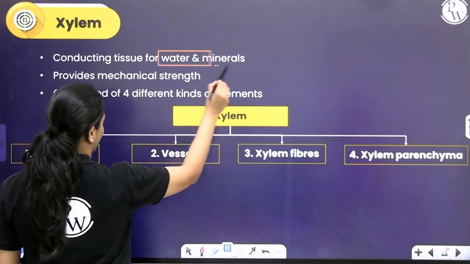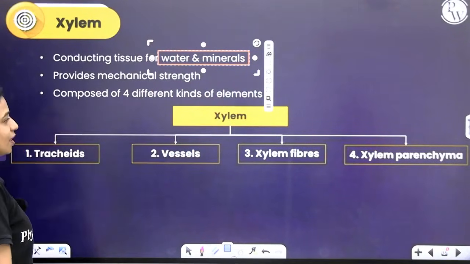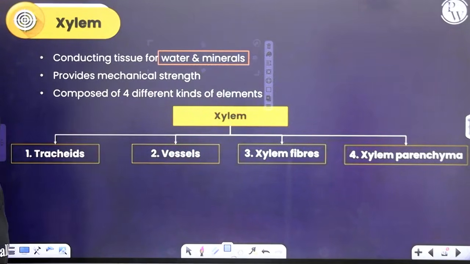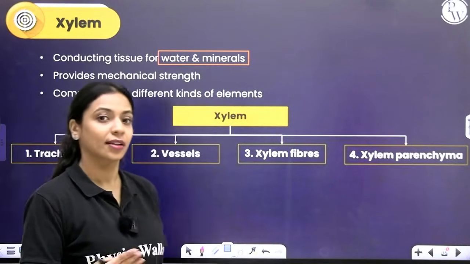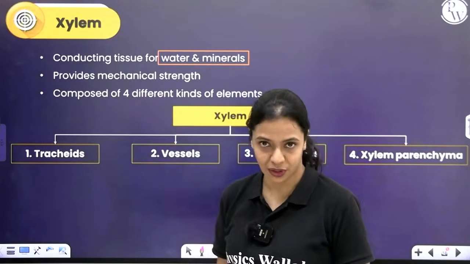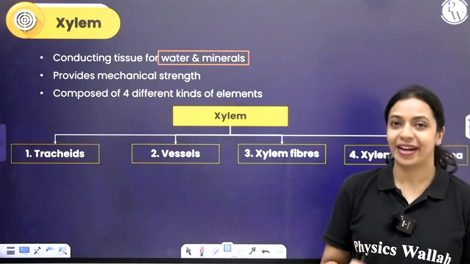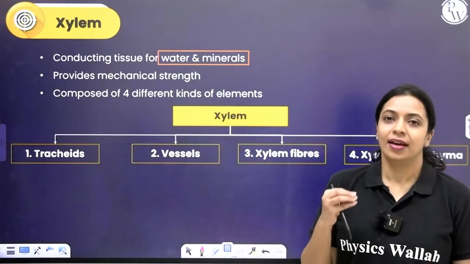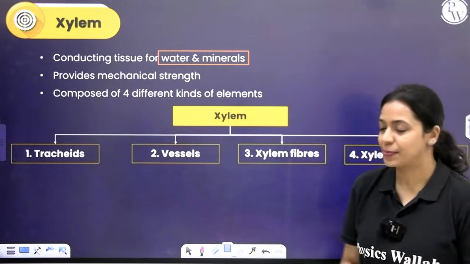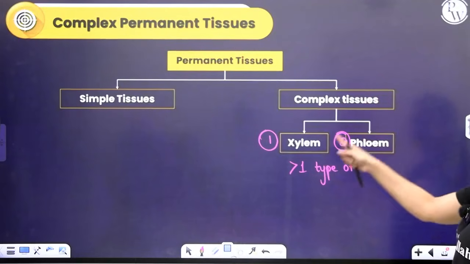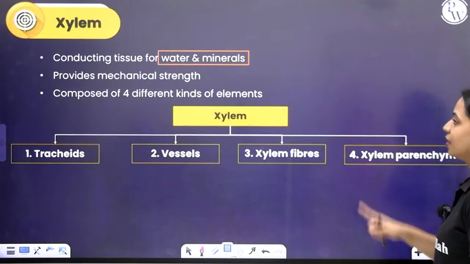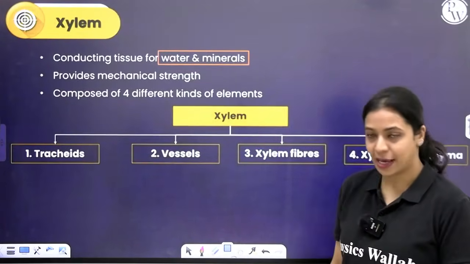It conducts water and minerals from the roots to the leaves. Apart from conducting water and minerals, xylem has another function which we generally overlook. It is providing mechanical support. In xylem, you have four different types of cells. I told you, if it is a complex permanent tissue, it will have more than one type of cell.